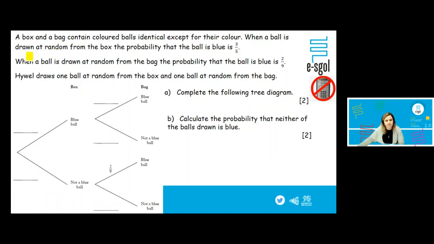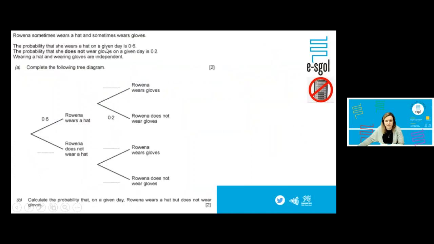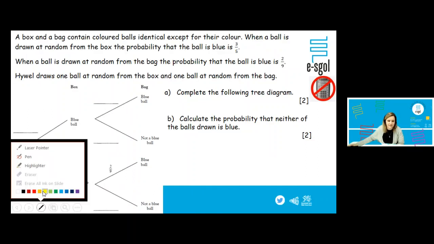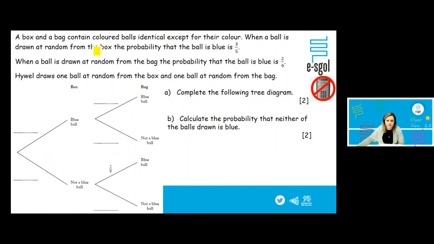So let's have a read. A box and a bag contain coloured balls, identical except for their colour. When a ball is chosen at random from the box, okay, so the box is the first section. I know I lost my highlighter then. Let me get my highlighter back. So the box there is the first section, the left-hand side, and the probability that the ball is blue is 3/5.